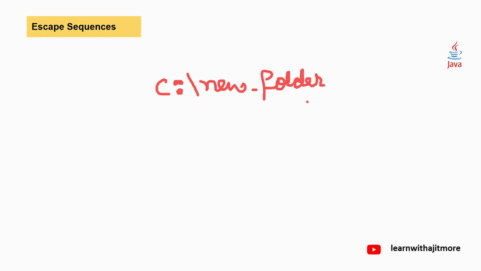Instead of considering it as C colon and slash n, it will treat it as a non-graphic character, that is a new line, and EW underscore folder will come on the next line. Isn't it? It will become something funny. C colon 1. Okay. And as that slash n will represent a new line, it will put EW underscore folder on the next line. But I don't want this slash n to be treated as a new line.